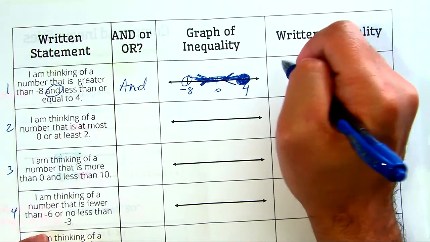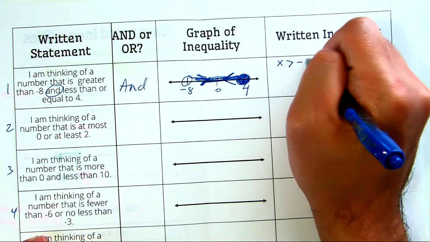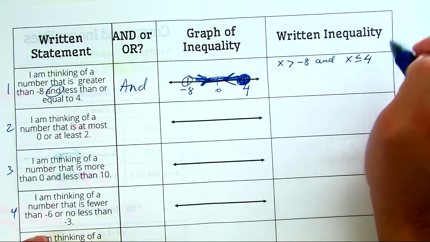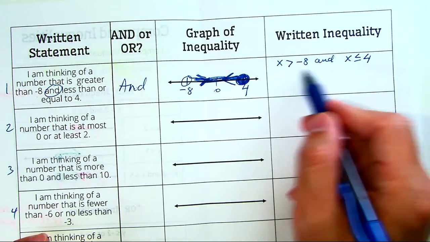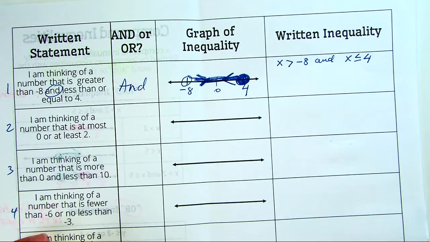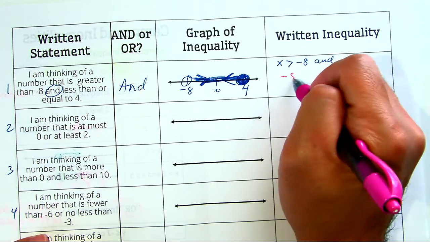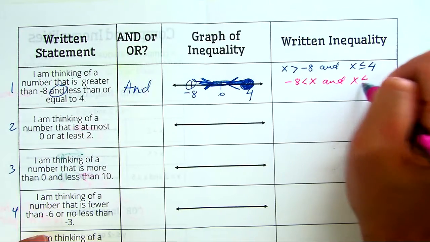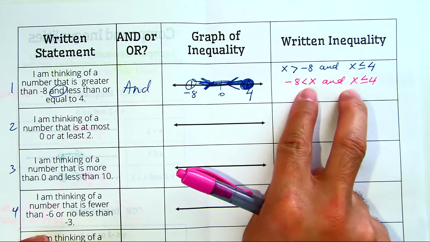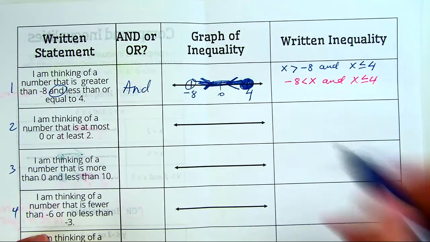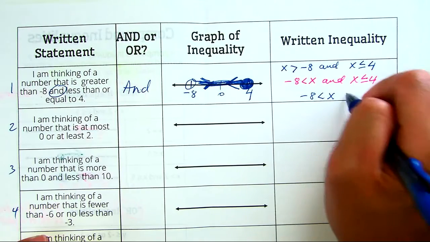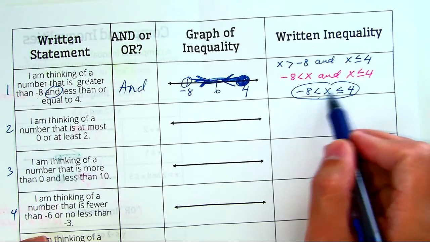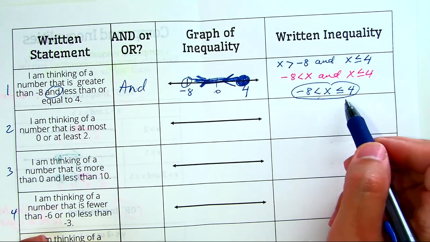So this is how we do it. X greater than -8 and x less than or equal to 4. We want to put this together as a compound inequality. So we're going to reverse this: negative 8 less than x and x less than or equal to 4. Since these two are the same, we will put it together like this. Notice the signs are facing the same direction. The smallest number is on the left, the greatest number is on the right.